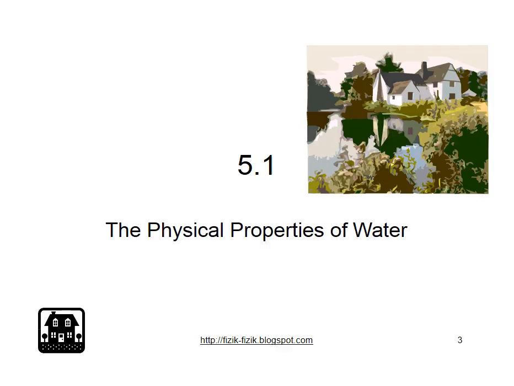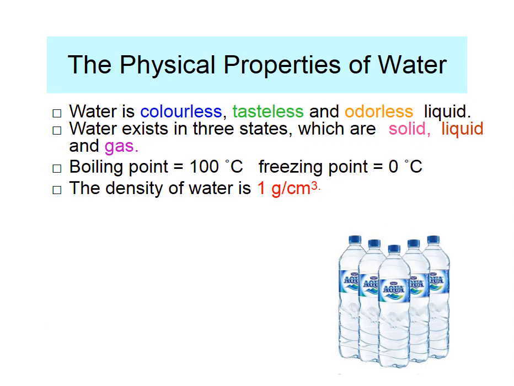The physical properties of water. Water is a colorless, tasteless, and odorless liquid. Water exists in three states, which are solid, liquid, and gas. Boiling point of water is 100 degrees Celsius. The freezing point of water is 0 degrees Celsius. The density of water is 1 gram over centimeter cube. So these are the physical properties, or the characteristics, of water.